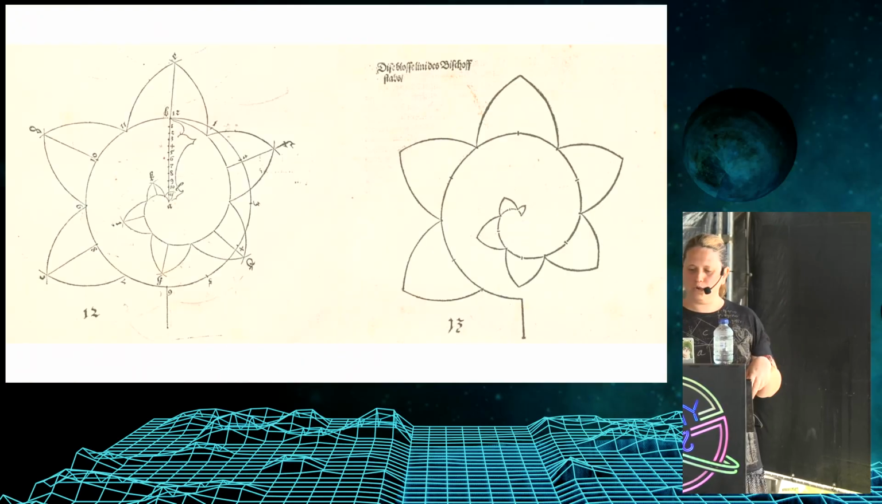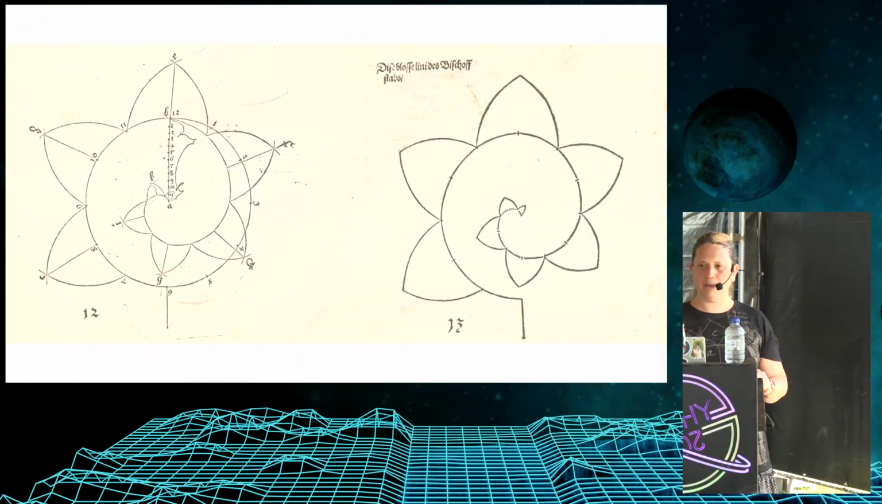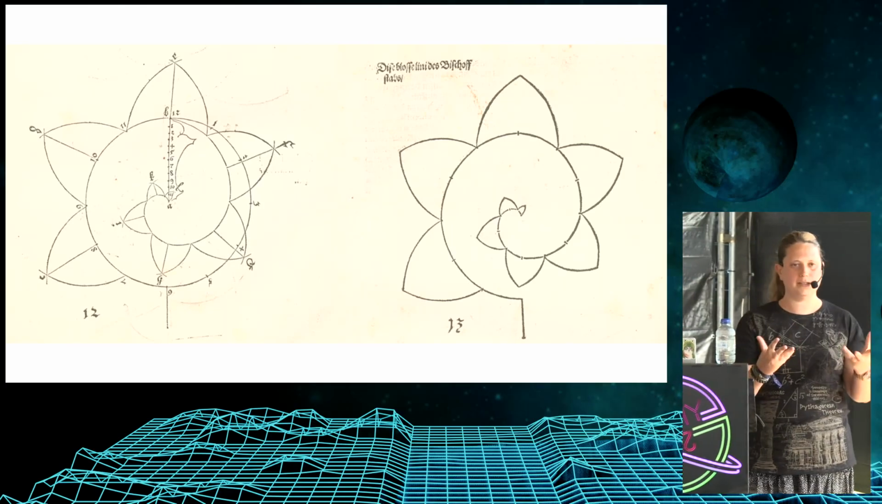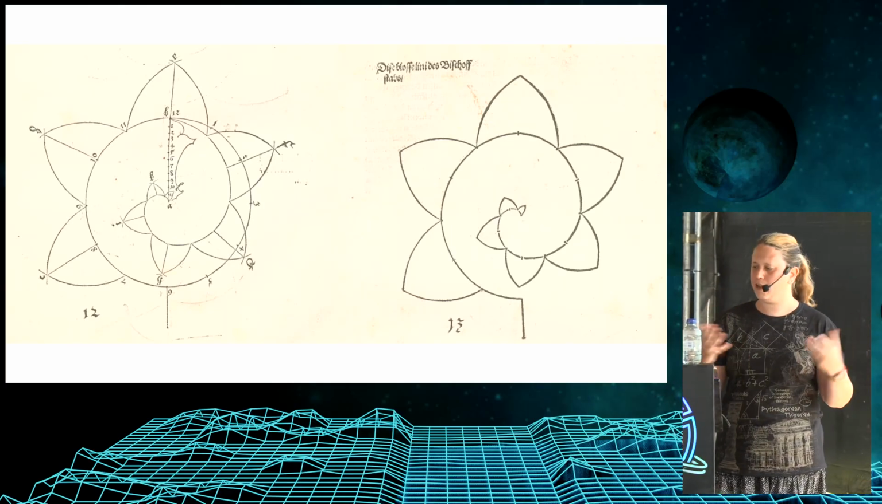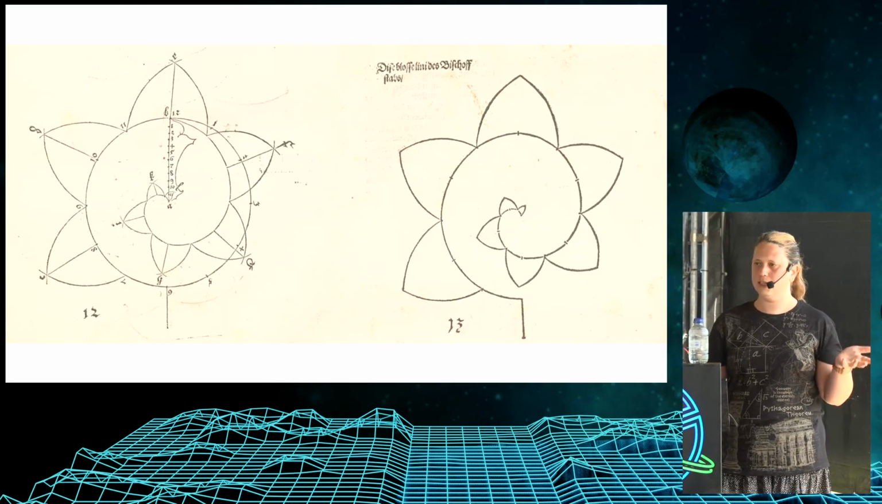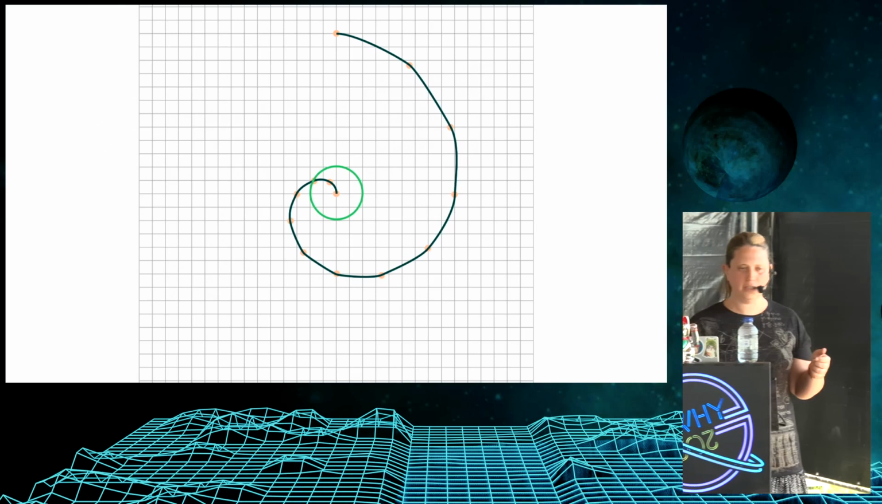Next step, Dürer is taking this spiral and is making it prettier. He's only using it as a base to actually make more pretty stuff. So for example, how did he make this beautiful petal shaped spiral? So actually it's quite simple.